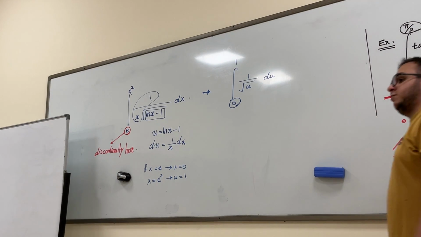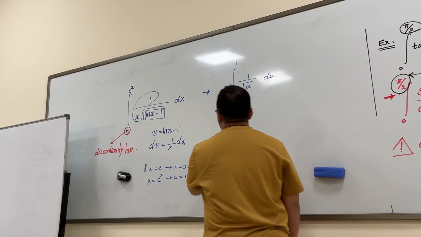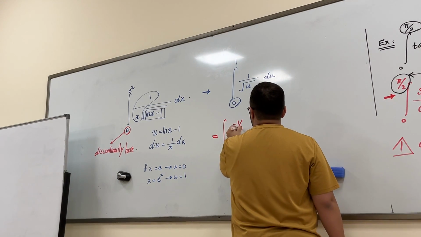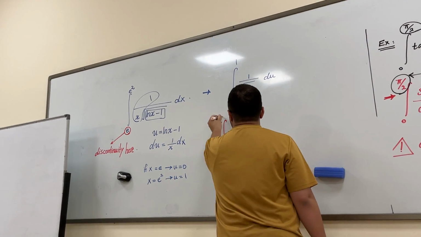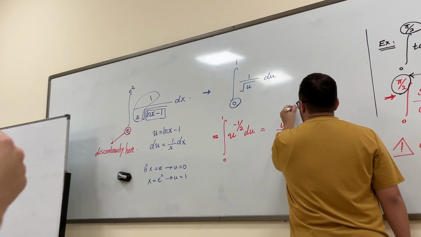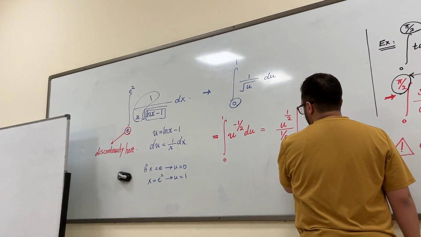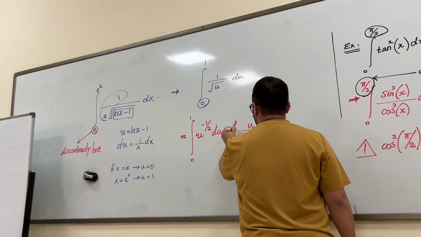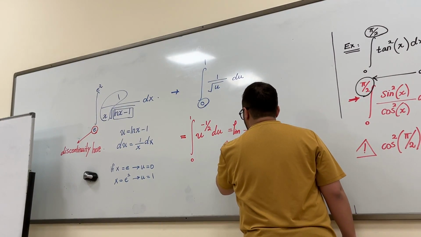Power. Raise it to the power of a half, raise it up, do power over. So let's do that. It's u to the negative half du, from 0 to 1, which is u to the half over half. Now you put t, t to 1. And then the limit as t goes to 0 from the right or the left?